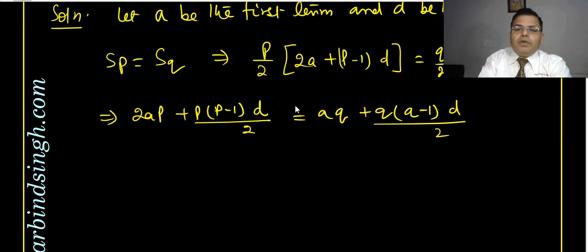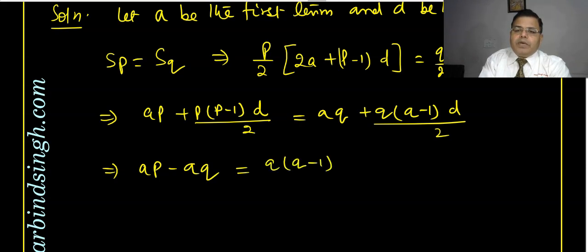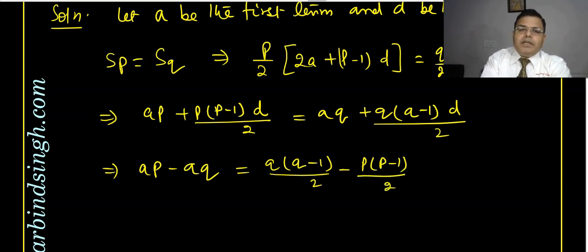This will be not 2ap, 2 cancels, so only ap is left here. Remember, this will be multiplied by p by 2. So the 2 cancels, so only ap is left. So ap minus aq, aq will come to this side. This will be q into (q minus 1) by 2 minus p into (p minus 1) by 2, into d.